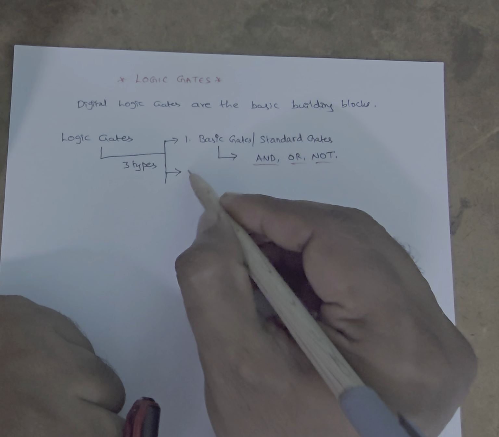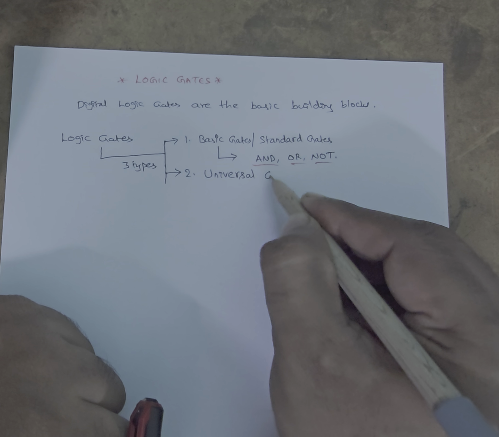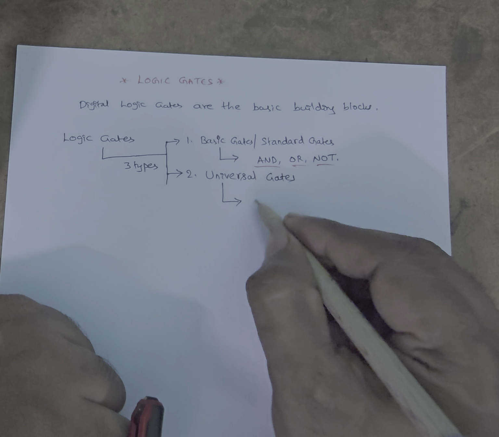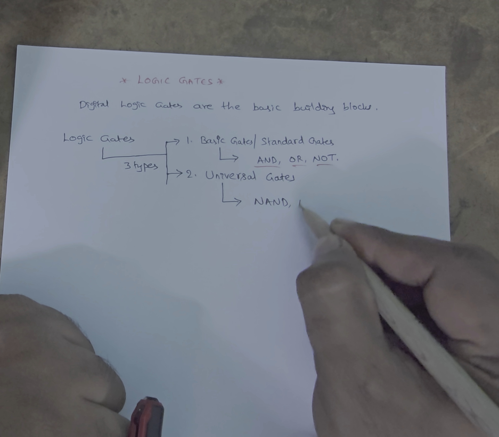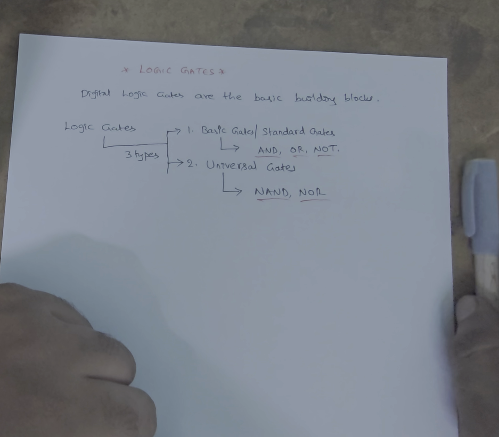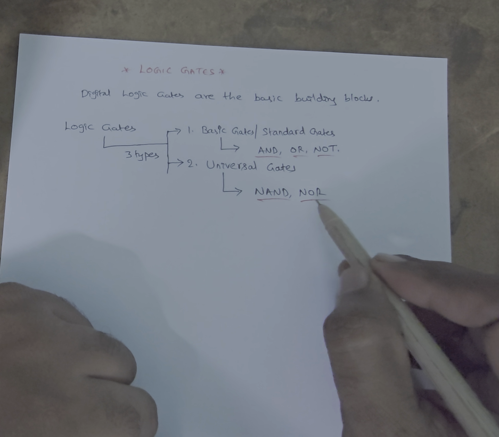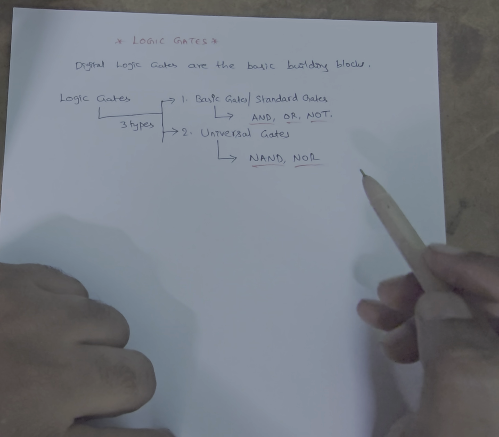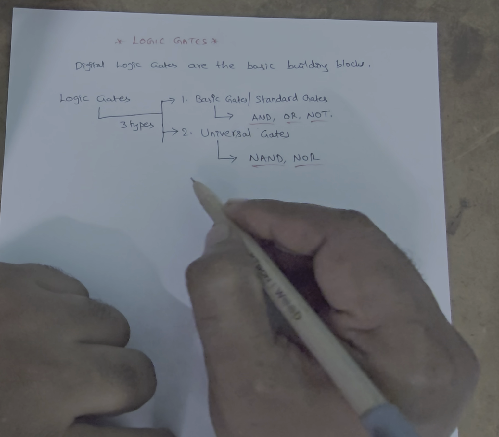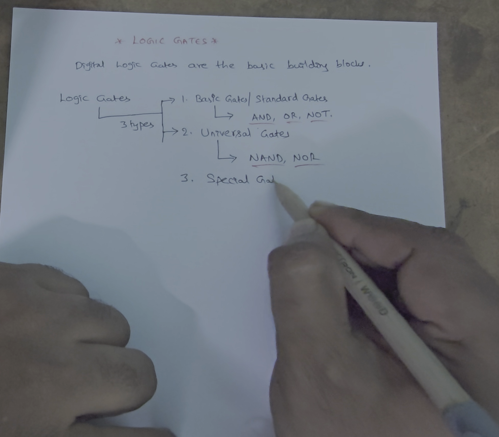Next, the second one is universal gates. What are the universal gates, and how many are there? Only two gates, NAND and NOR. NAND and NOR are the universal gates. Why do we call NAND and NOR universal gates? With the help of NAND and NOR we can design the basic gates AND, OR, NOT. Not only these, we can also design special gates. So there is one more classification called special gates.